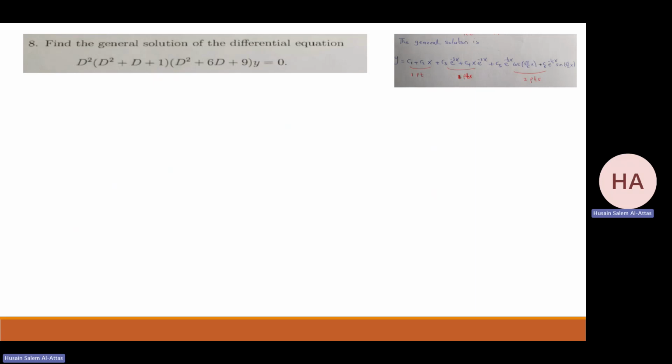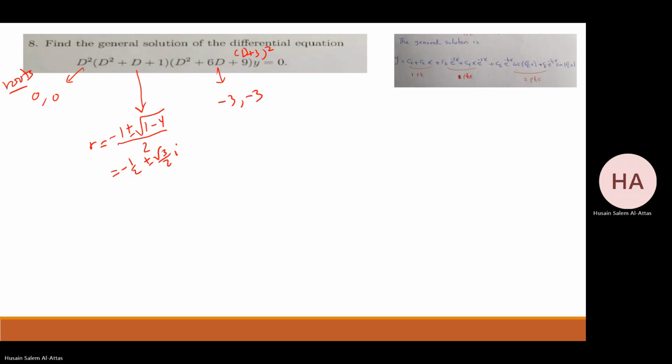Okay, find the general solution of this. I need the zeros, the roots. I need to do it by the quadratic formula. I have minus 1 plus or minus square root of 1 minus 4ac over 2. So it's minus half plus or minus square root 3 over 2. This one is, by the way, D plus 3 all squared. So the roots are minus 3 and minus 3.